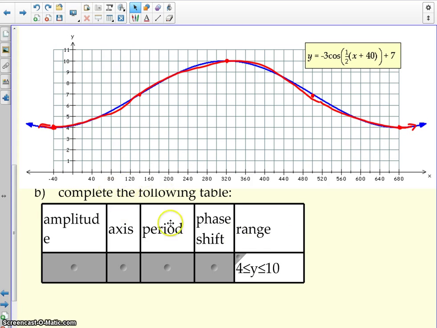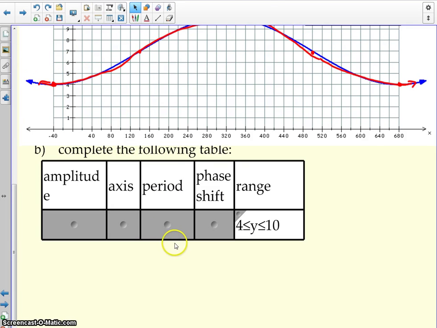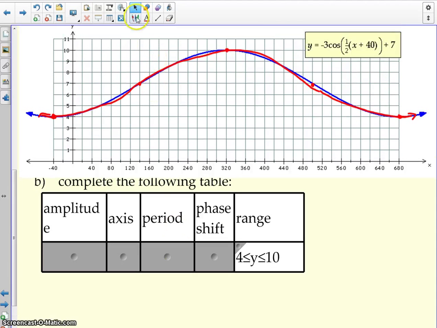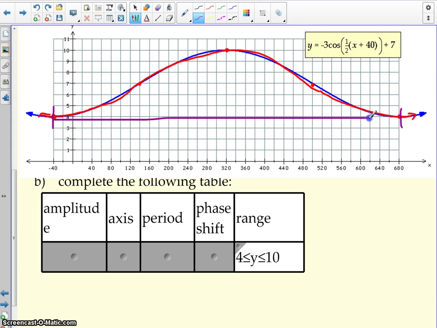For my period, there's 2 ways of going about getting that. So I can get it from the graph. If I want to isolate one cycle here, I've only drawn one cycle, so it starts here at negative 40 degrees at its minimum and reaches its minimum again over here at 680. So all this is one cycle.